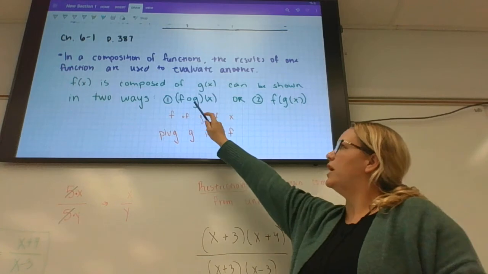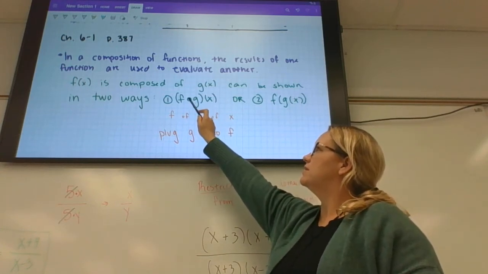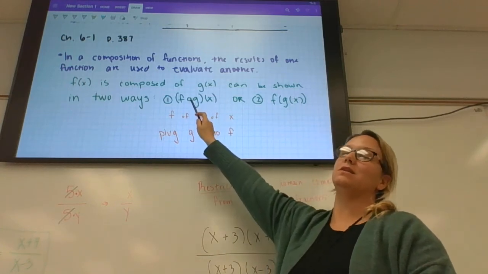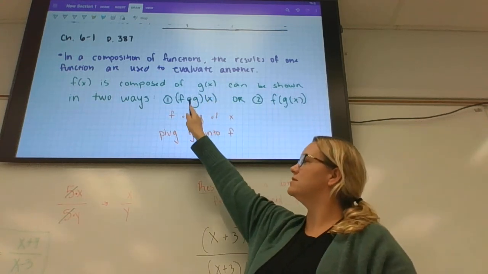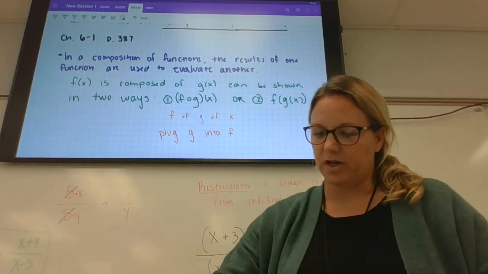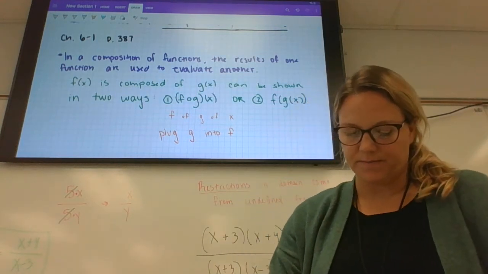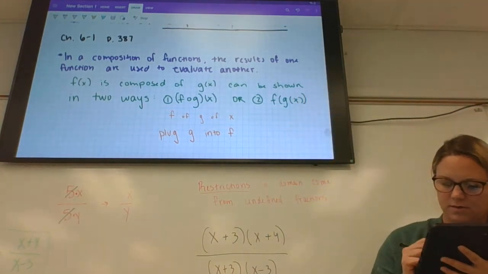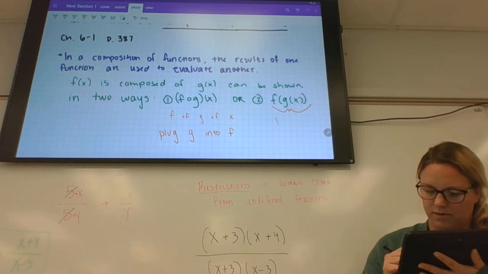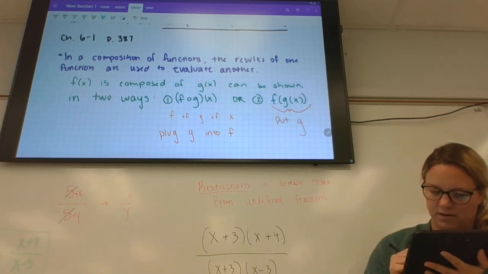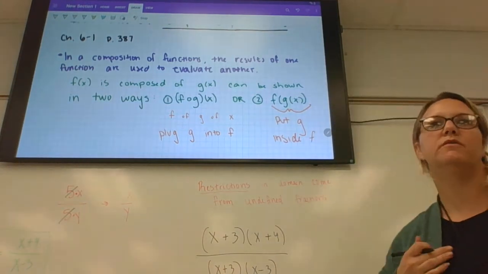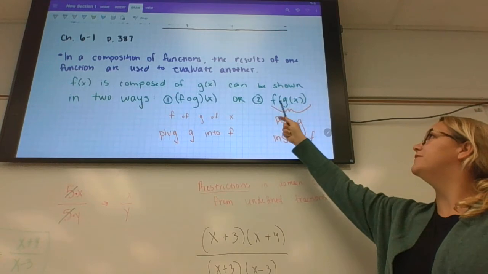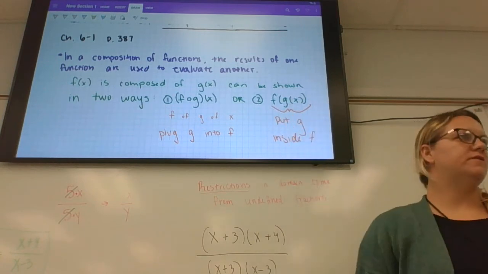But this symbol is used a lot in college algebra. But to be honest, on the SAT, I see more of this one. So I like to include it. Our textbook does this. So it varies through curriculum. You know, to be composed of means to be made up of. So this means that f is made up of g. Put g right into f.